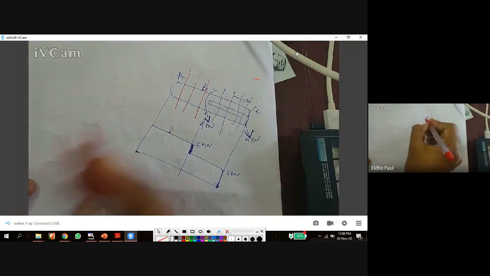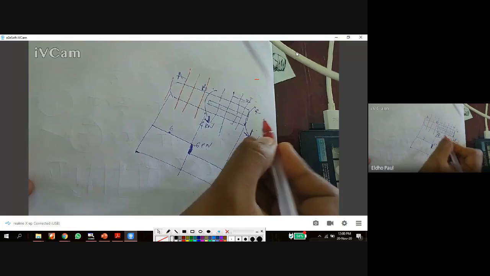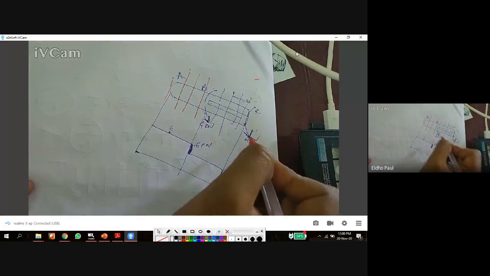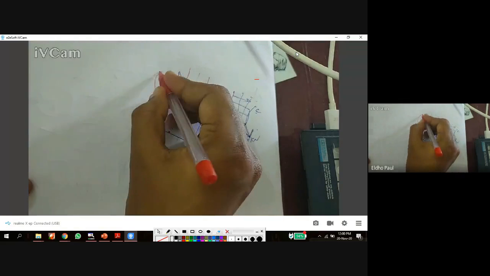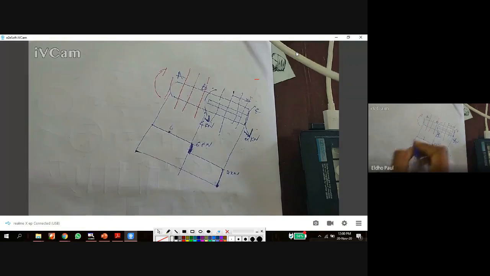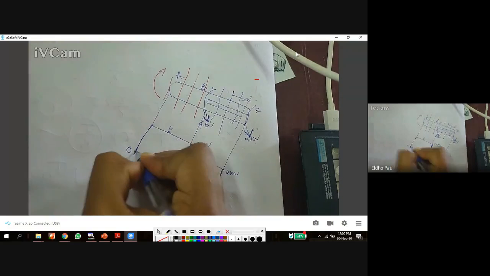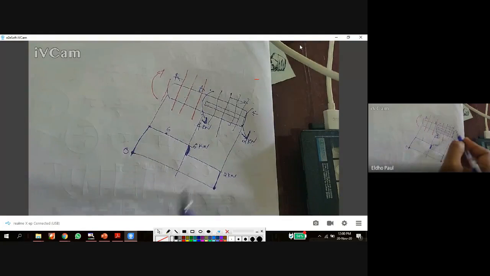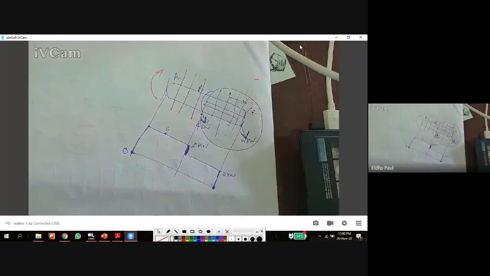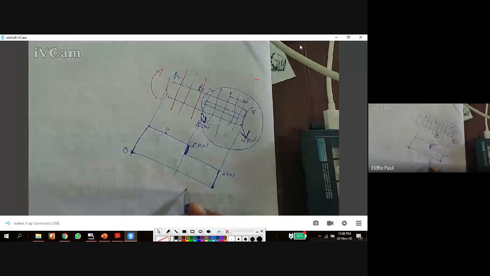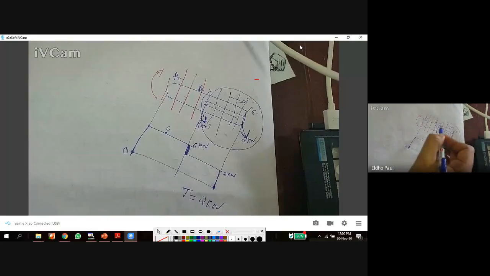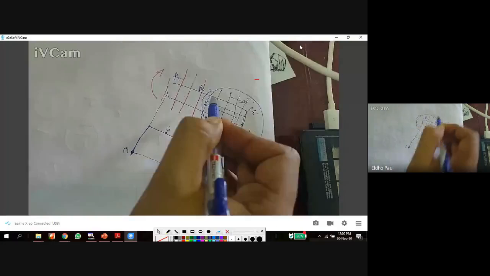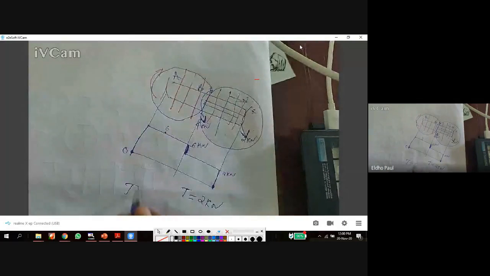And at this point, this is the fixed end. There will be a reaction of 4 plus 2, 6 in the opposite direction. That means it will reduce to 0 at this point. So this is the distribution of torque. When we calculate anything in this area, we have to use torque T equal to 2 kilonewton. And anything you calculate in this AB area, you have to use T equal to 6 kilonewton.